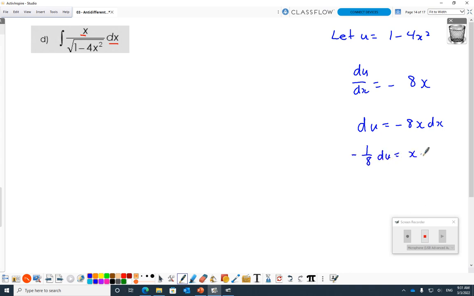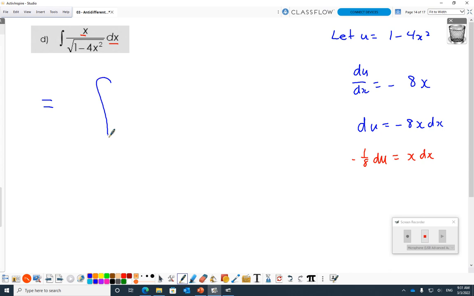Oh, I was doing that in red. I keep forgetting to do it in red, so you can visually see what I'm trying to accomplish here. Negative 1/8 du equals x dx. And if you're not sure why I did that, just take a look at what happens over here as I go to do this integral.